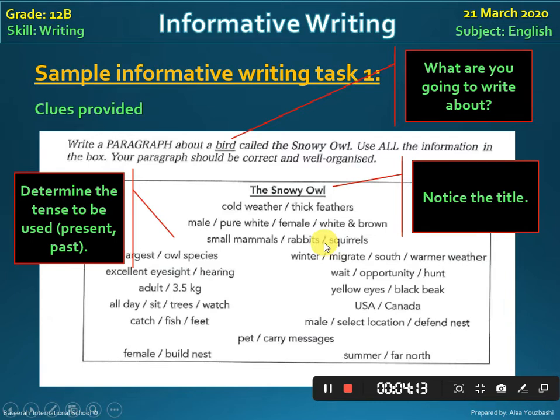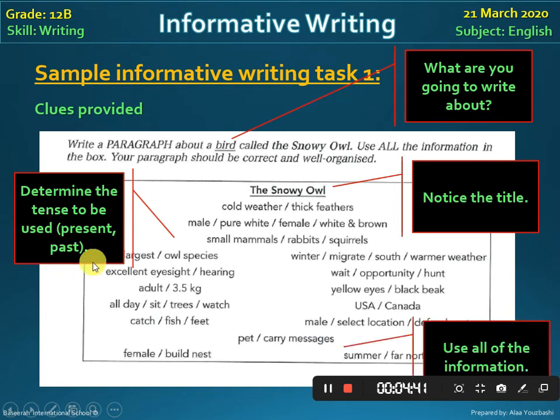Facts are things that are always true. They were true in the past, they are true now, and they will continue to be true in the future. So as long as we are providing factual information, we are providing facts, in that case we are going to use the present tense. But other than that, if they use dates in the past, in that case we use the past tense. So pay attention to the tenses that you are going to use.